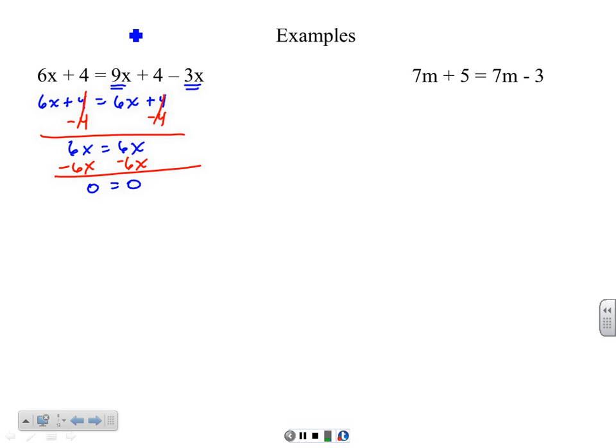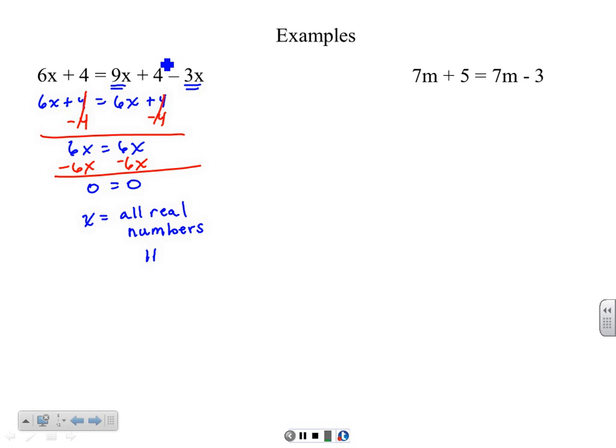So when you come up with a solution that looks like this, it is a special solution. And when you come up with a true statement like this right here, it doesn't matter what I plug in for x for this equation. I'm going to get the right answer. So actually the answer for this one is x can be equal to all real numbers.